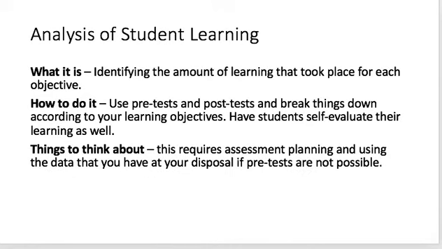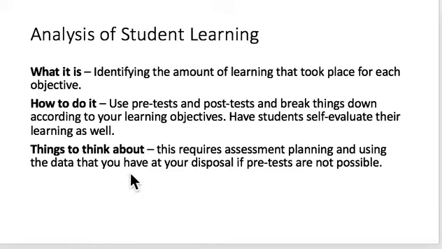When we think about analysis of student learning, to take the first skill, it's basically identifying the amount of learning that took place for each objective. How you do this is you use pre-tests and post-tests to measure the growth. If you don't give a pre-test, you can't really give any evidence of what people actually learned, because they may have already known everything that you taught by the time you started class.